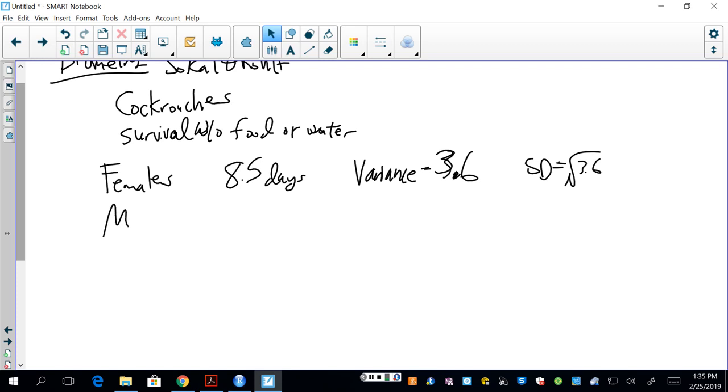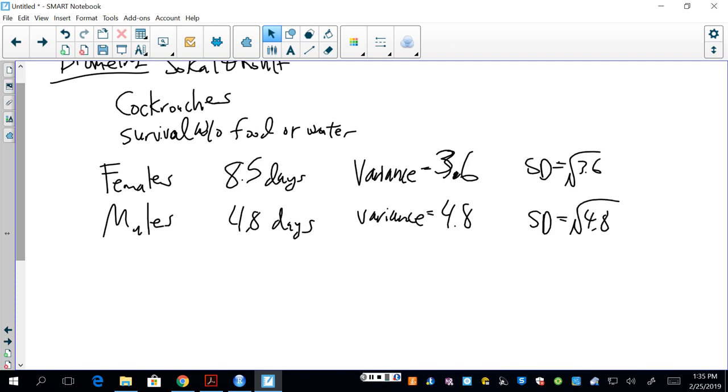For males, the average survival is about 4.8 days. The variance of survival is reported as... the standard deviation here is the square root of that. No, it's not 4.8, that's the average. Sorry, I got the wrong number. The variance is 0.9.